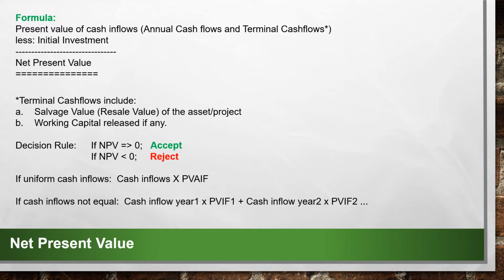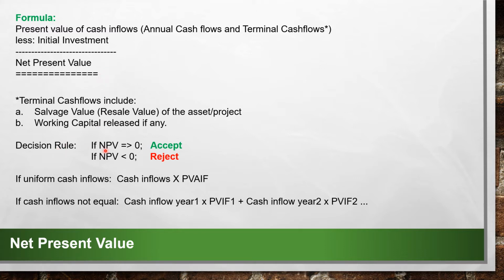First, we have the first discounted model, the net present value. What is the formula of our net present value? Net present value is equal to the present value of cash inflows, that is the annual cash flows plus the terminal cash flows, which could include the salvage value of the asset or project and working capital released, if any, less the initial investment. So that is our net present value. In other words, PVCI less COI, cost of investment, is equal to NPV.